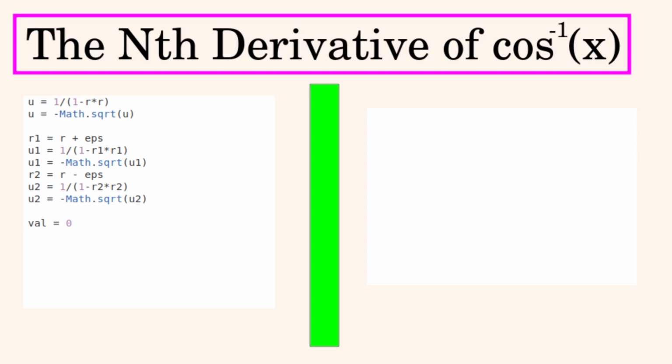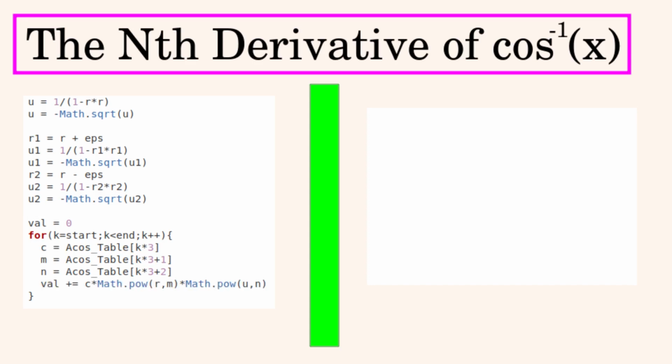Val is an accumulated value and is initially set to 0. We'll make up a loop to go through all of the terms of this derivative. We'll get all of the constants for each term. Then we'll add them onto the value.